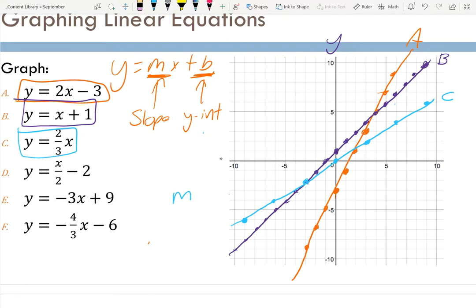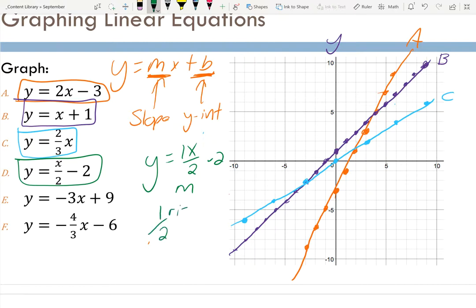Okay, let's look at the fourth one. Let's pick like a green or something here. Yeah, this is good. The fourth one, we have y equals x over 2 minus 2. Now, remember, it is 1x over 2. So if it helps you to write that in, write it in, because it helps me see the slope. The slope is 1/2 because it's 1/2 x, or 1x over 2. Same thing. Our slope is 1/2, meaning we're going to rise 1, we're going to run 2.